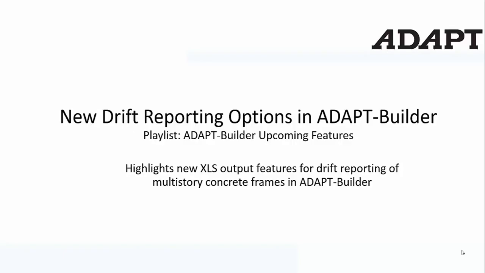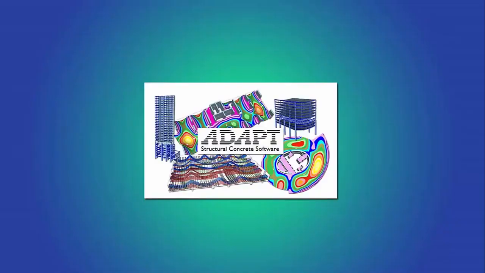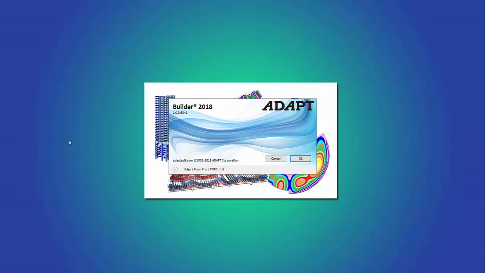In this video, we're going to highlight some new drift reporting features in Adapt Builder, specifically linked to creation of an XLS file in Excel. And we're going to use a multi-story moment frame to illustrate this new feature. We'll go ahead and launch Adapt Builder. This will be included in the 2019 release of Adapt Builder.